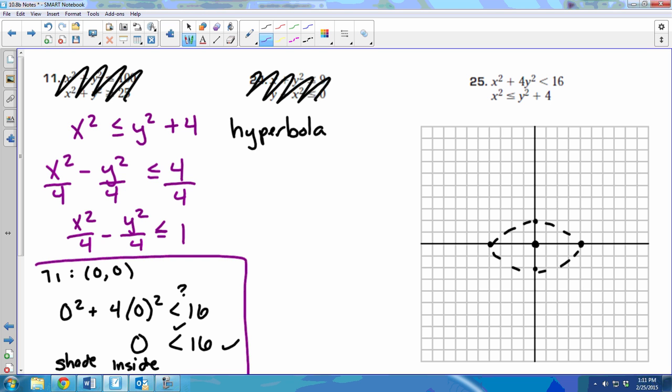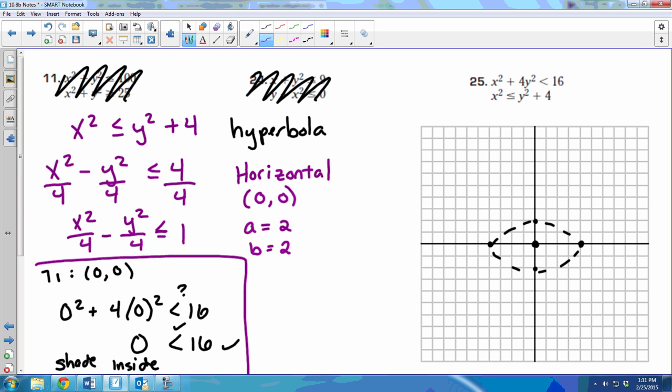Is it horizontal or vertical? Horizontal because X is in the front and Y is negative. Whichever way you decide that, that's fine. What's the center? 0, 0. And what is A and B? Both are 2. Okay. Follow this with me.